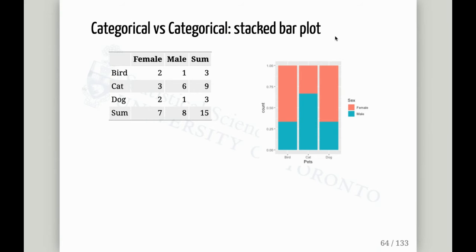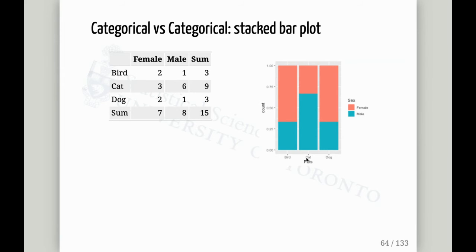Stacked bar plots. A stacked bar plot is when you look at proportions. So here, for birds, for example, among people who own birds, males should be 1 out of 3, so this is roughly 33%. And females made up 2 out of 3, which is roughly 67%.